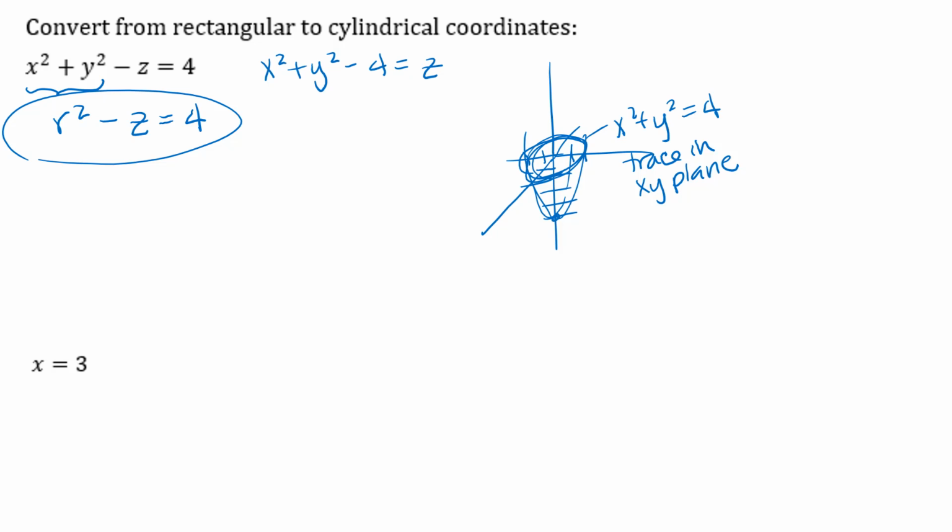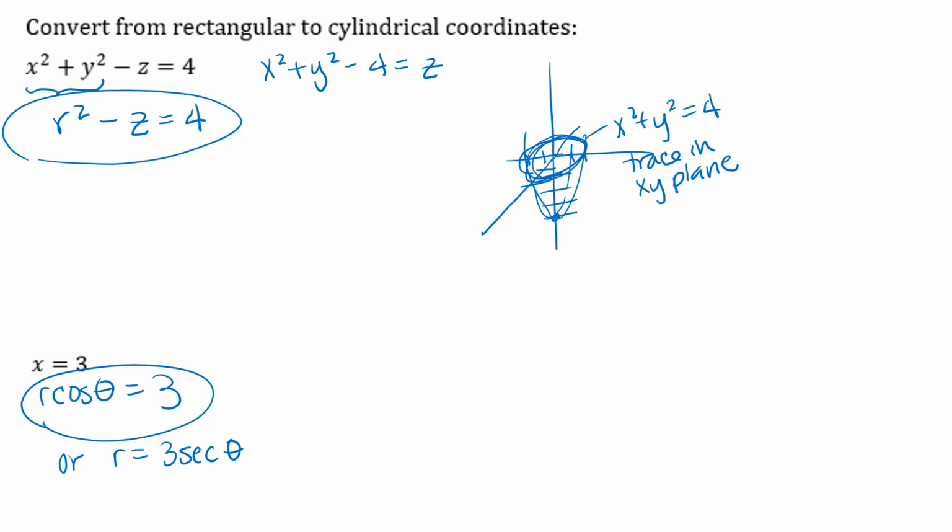So I don't have an x squared plus y squared that I can convert to r squared, but we do know that x is r cosine theta, so we can just make that substitution. And at that point, I've converted it. If you want to solve it for r, you could maybe divide both sides through by cosine theta, and you could write that as r equals 3 secant theta. You might see it written like that sometimes.